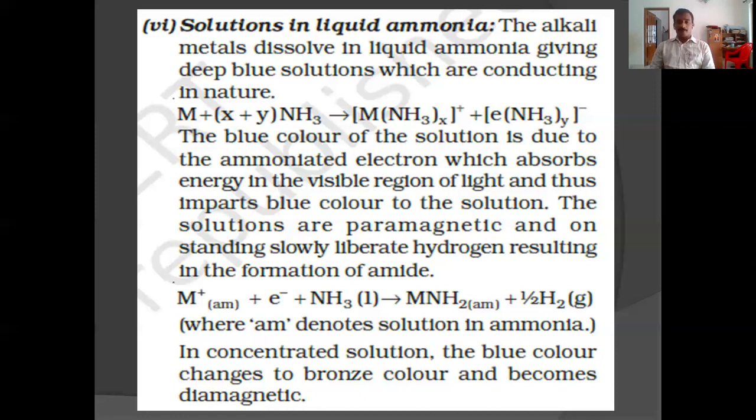In concentrated solution, the blue color changes to bronze color and becomes diamagnetic. We already said the solution is paramagnetic even though it is blue. And as the concentration of alkali metal increases, it changes to bronze color and becomes diamagnetic.